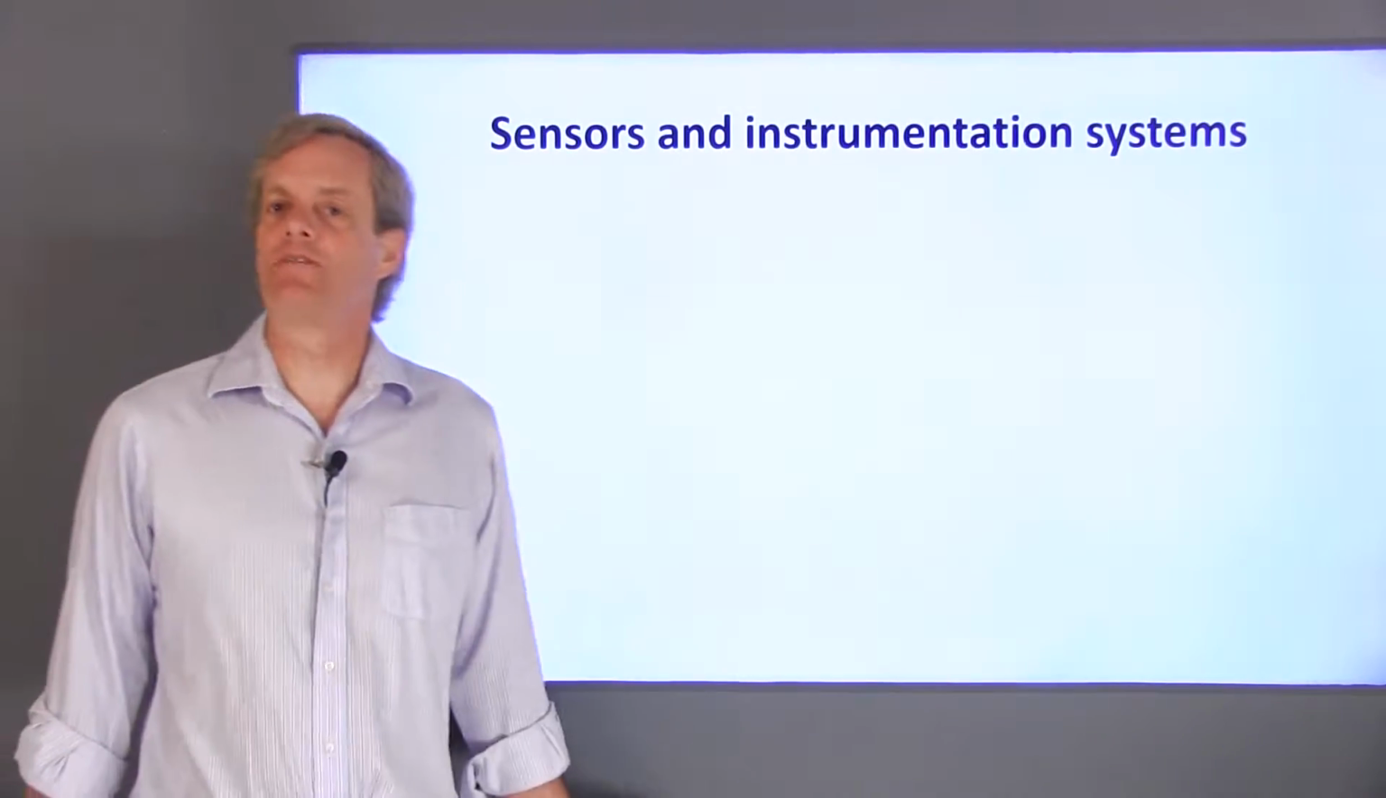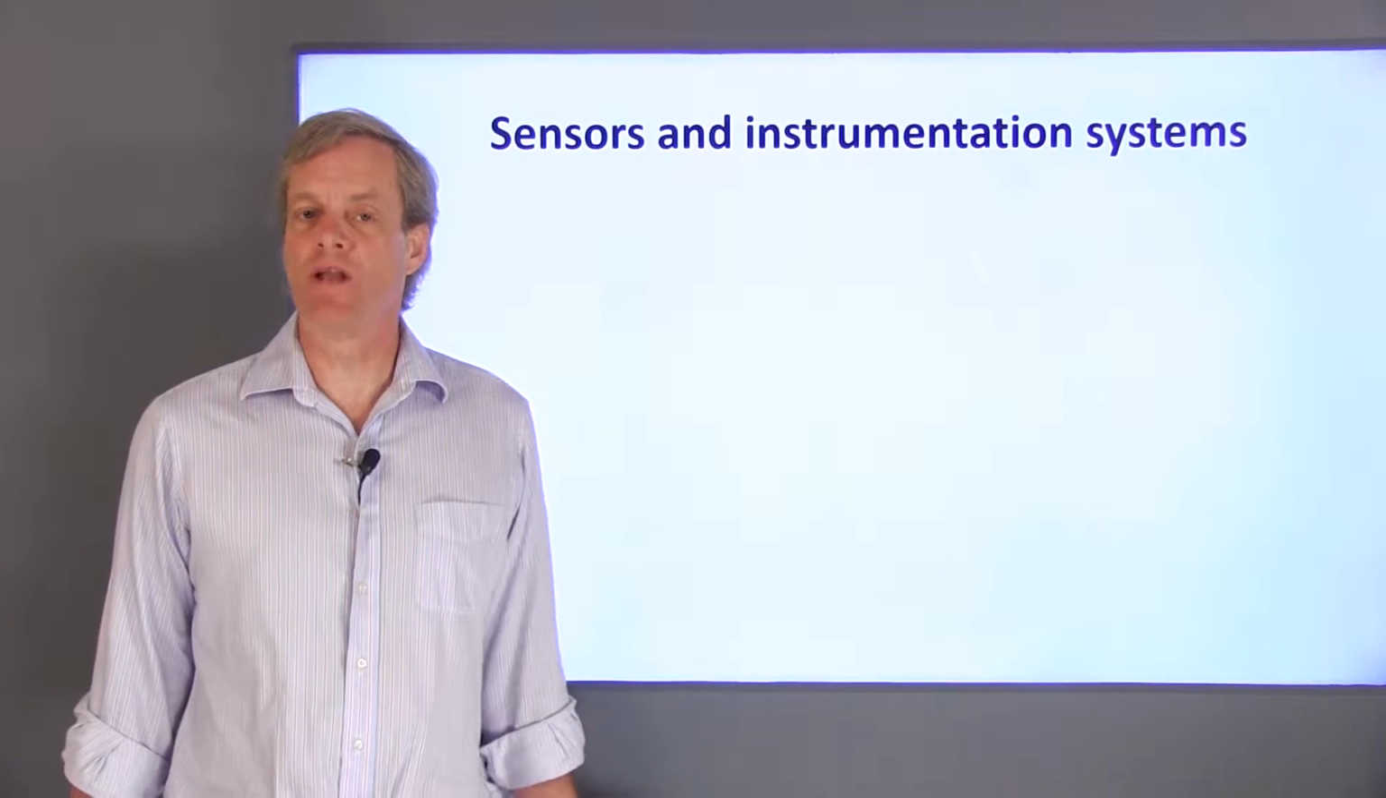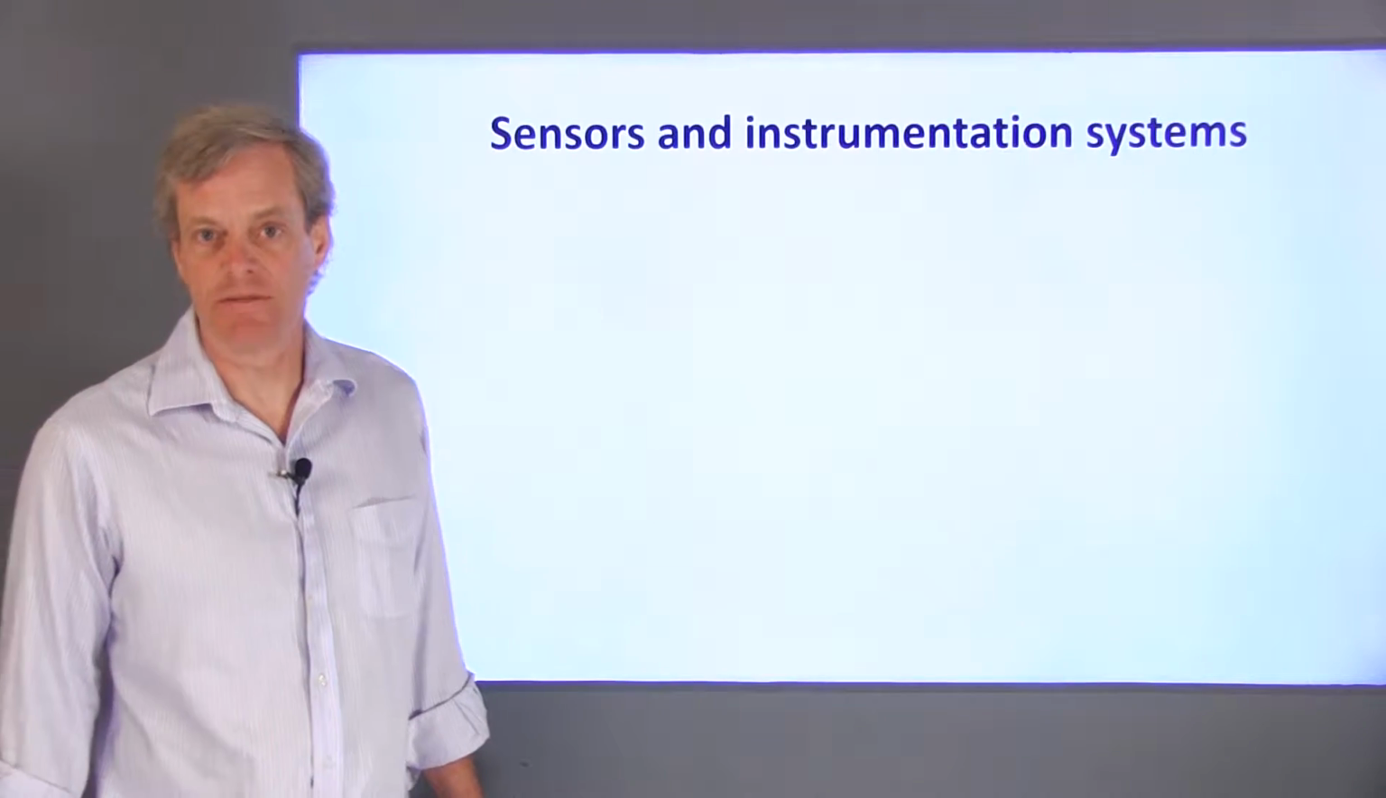To do this, I'll use an acoustic proximity sensor to measure distance. The sensor isn't particularly well suited for the purpose I'm using it for, so I'll use some add-on circuitry to overcome some of its shortcomings. Before I start this demonstration, I'll introduce some terminology relative to instrumentation systems.